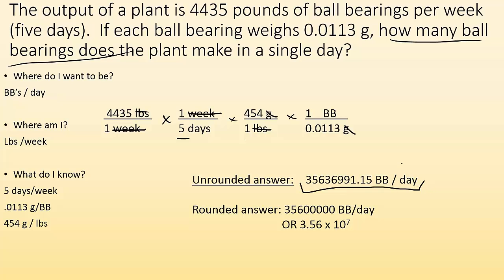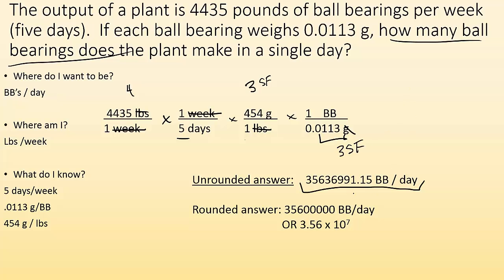Well, now I got to round. I got to look at my numbers here. I know that the 4435 pounds has 4 sig figs. I know that the 1 week to 5 days is an exact number, so I can ignore that. I know that the 454 grams per pound is really 3 sig figs. That's not an exact number. I rounded off. I used 454. I could be more precise, but I wasn't, so it's only 3 sig figs there. And then this 0.0113 grams also only has 3 sig figs.